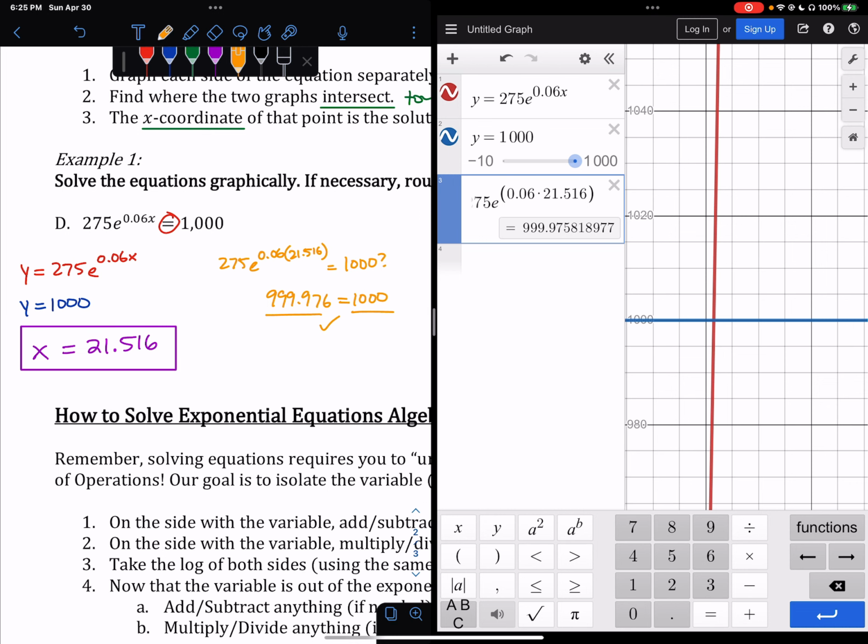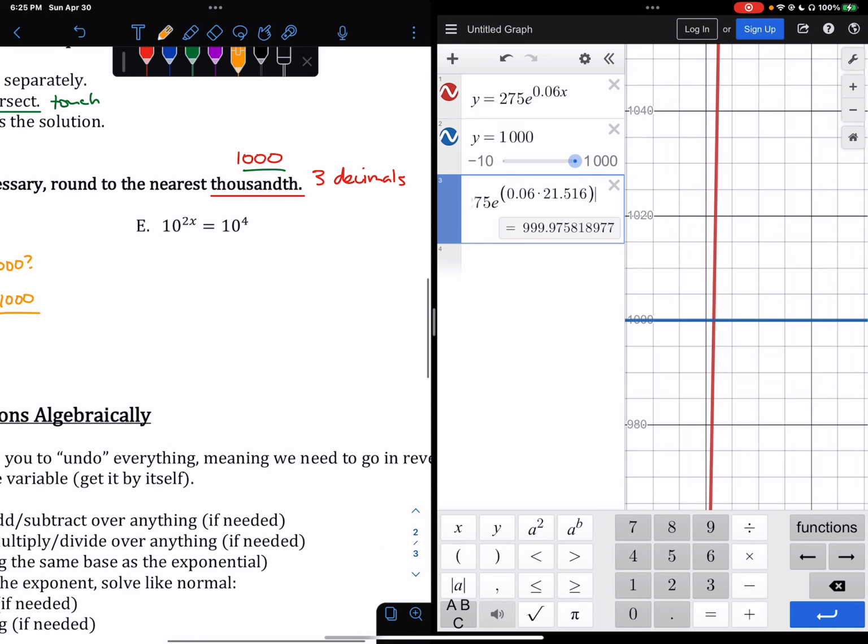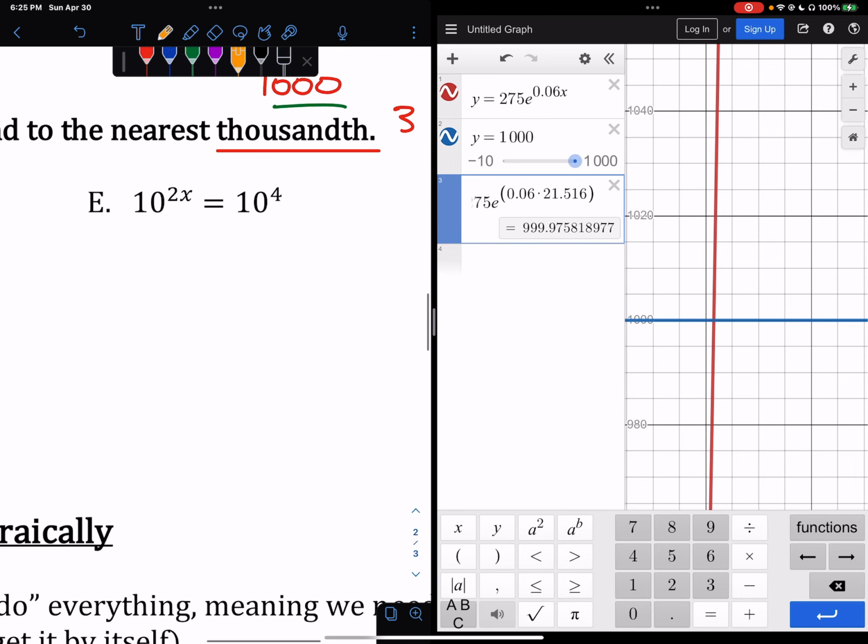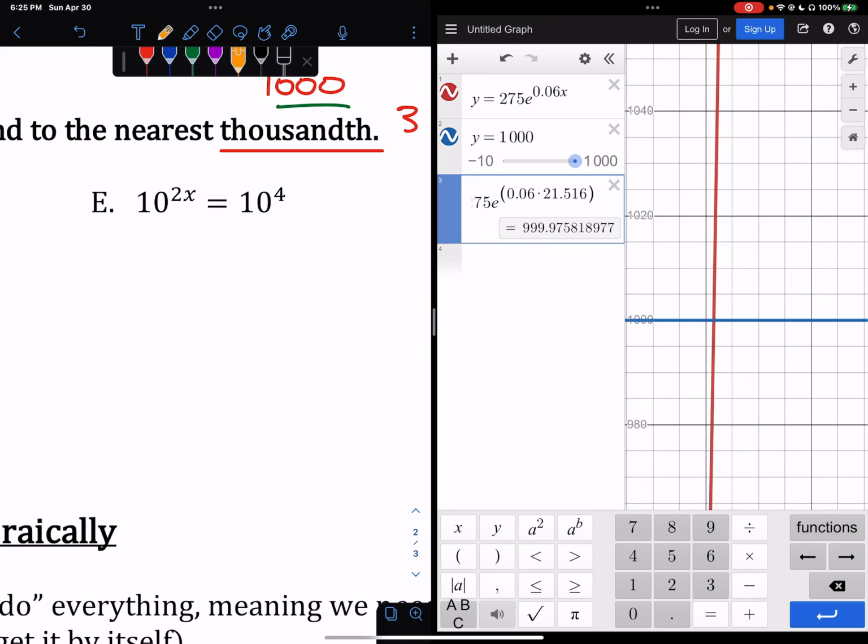Okay, so that's it. We just split the equation in half. We find our equal sign, split it in half, graph one side, graph the other side, and see where they touch. See where they intersect. It's really that simple. For letter E, I would recommend you try this on your own. Go ahead and pause the video and see what you get, and then you can let it play and see if you got it right.